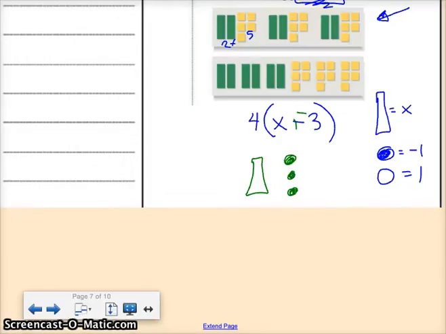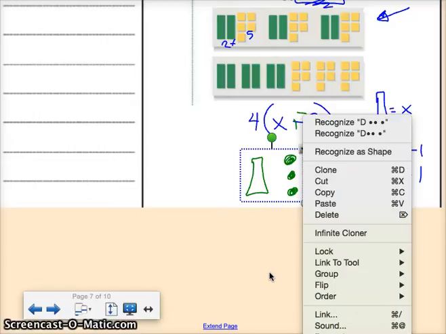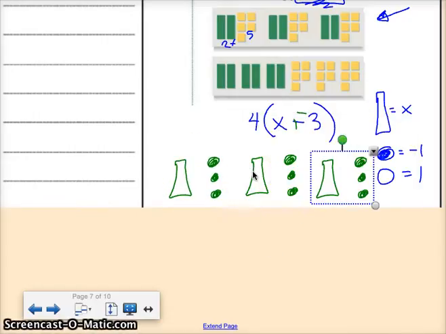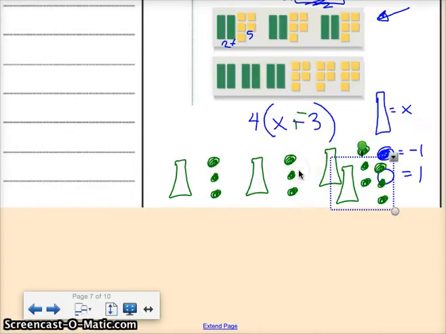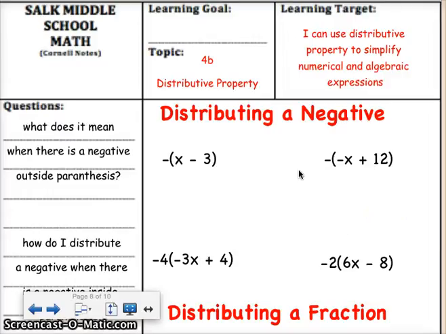That's one group. How many groups do I have? 4. So then I would clone this. 2 groups, 3 groups. Can you do that on your paper? I did it before you. 4 groups. Okay. And there's my 4 groups of x minus 3. That's your agenda with the models, that you can take the distributive and use your knowledge that multiplication means groups of. Okay, our last learning target for today is distributing a negative, and that tends to be the tricky part for 7th grade.